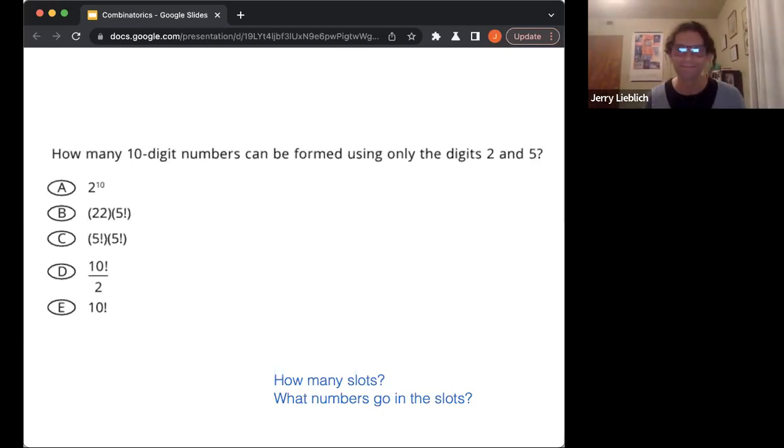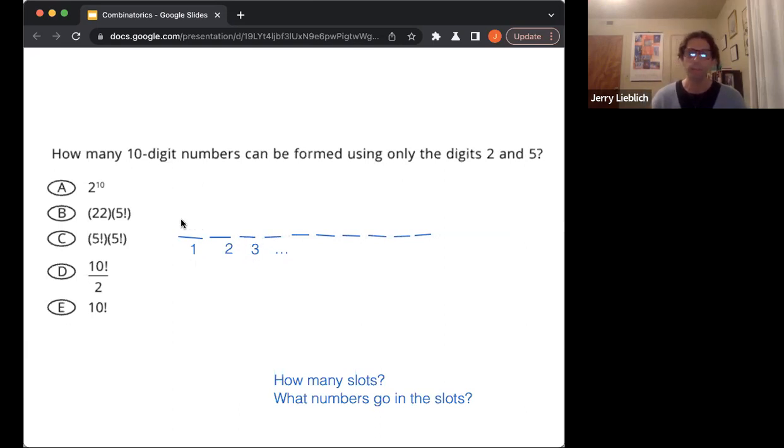Okay, so our first question here, how many slots? Well, I'm making a 10-digit number, so I've got 10 slots. What numbers go in the slots? And each of these, if I label them, it's like the first number, second number, third number, etc. And again, there's an order here, so those labels are all different. Again, that's going to become important in a second.